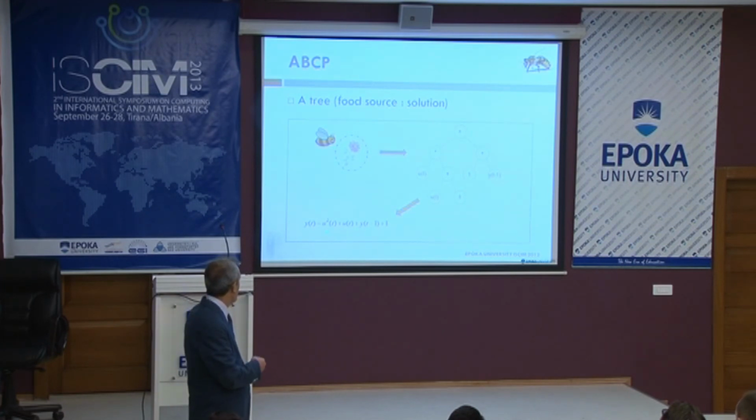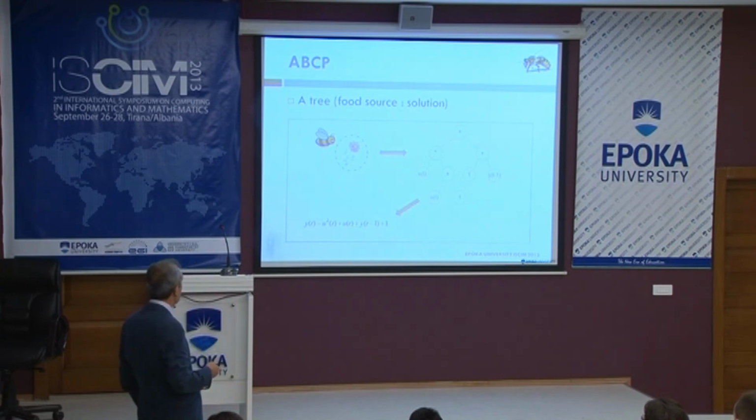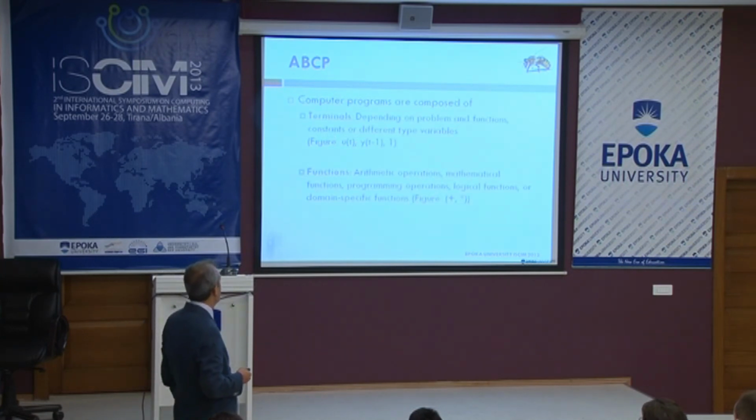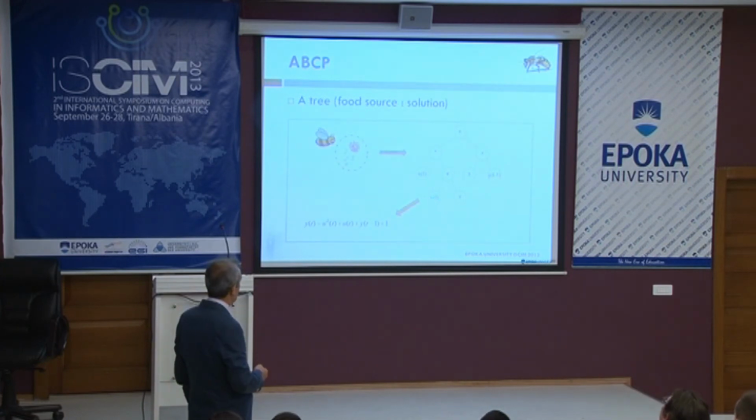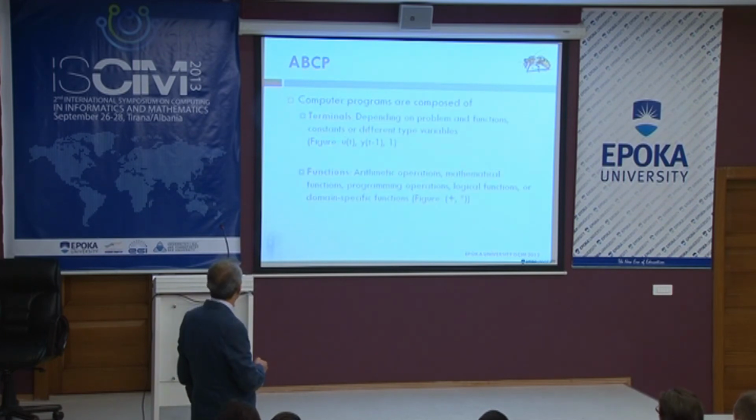Do you see? y is equal to square root of u(t) and y(t-1) plus 1. Our solution is a tree now. Therefore, a food source represents this tree. Computer programs are composed of terminals, depending on the problem, and functions, constants, or different type variables. For this example, u(t), y(t-1) and 1 are terminals, and functions, arithmetic operations, mathematical functions, programming operations, logical functions, these are functions.